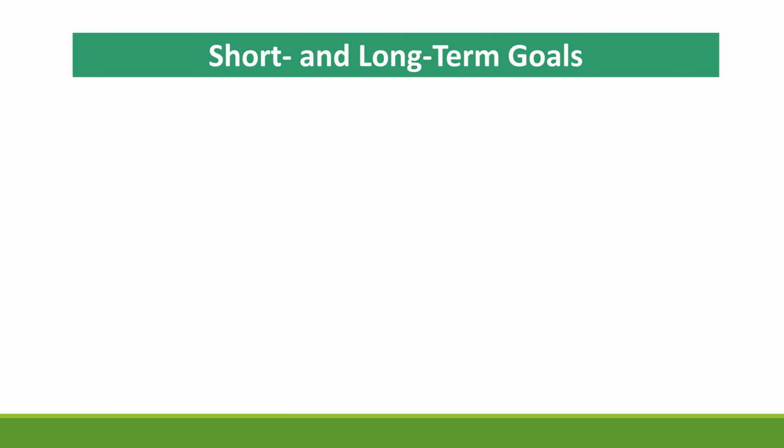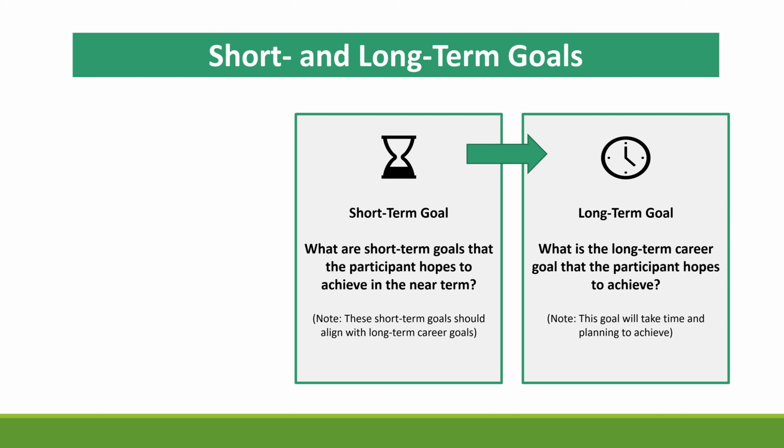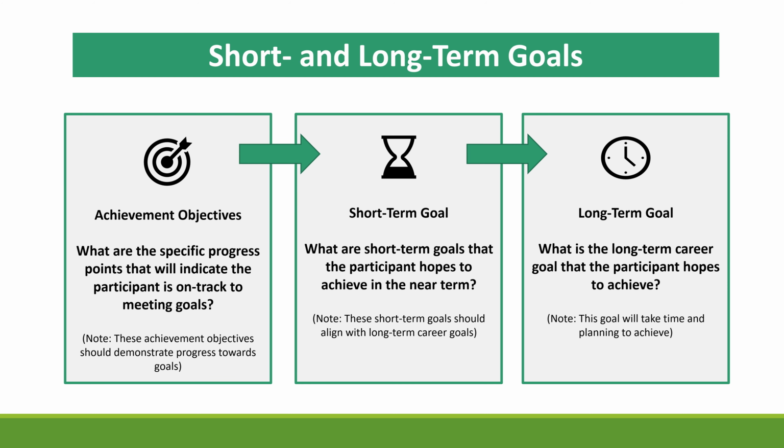The second key element of an IEP is the identification of specific short-term and long-term career goals. Long-term goals reflect the ultimate career goal that the participant hopes to achieve. Short-term goals identify goals that the participant hopes to achieve in the near term that align with long-term goals. And achievement objectives are specific actions and activities that participants will achieve that demonstrate progress towards goals.